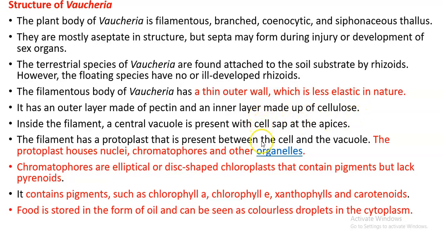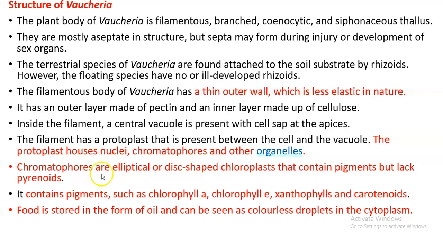Inside the filament, vacuole is present. Then filament has a protoplast in between the cell wall and the vacuole. Then it is having nuclei, chromatophores and other organelles. Chromatophores are elliptical chloroplasts which are having pigments. I'm sorry, it is having pigments, but it is not having pyrenoids.